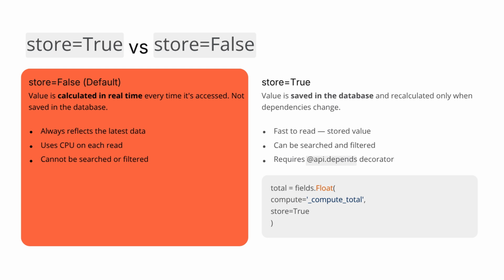Now let's understand store equals True and store equals False. First, store equals False. This means values are calculated in real time every time they are accessed. The value is not stored in the database. Second, store equals True. This saves the calculated value inside the database. Advantages: faster reads, searchable fields, filter support. Most production systems use store equals True for performance optimization.